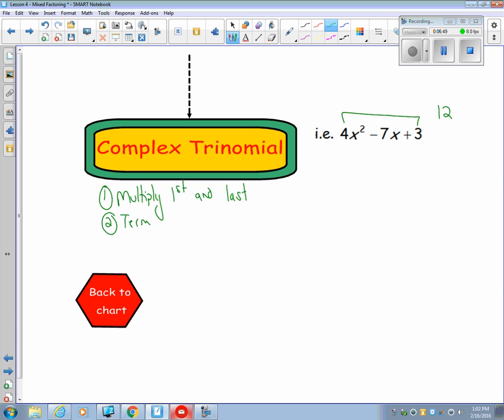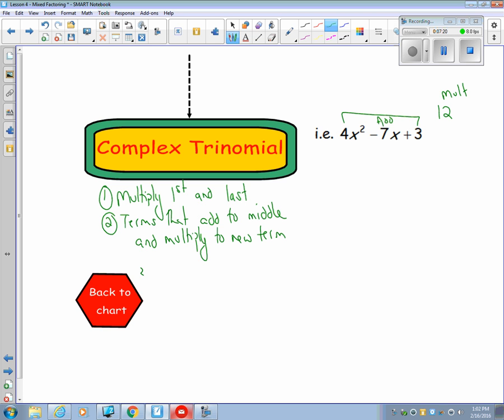Step 2, terms that add to the middle and multiply to the new term. So we need to think of things that add to -7 and multiply to 12. And if I'm thinking about that, I think the numbers 4 and 3 would multiply to 12 and add to 7. But if I change those to -4 and -3, they'll make -7.